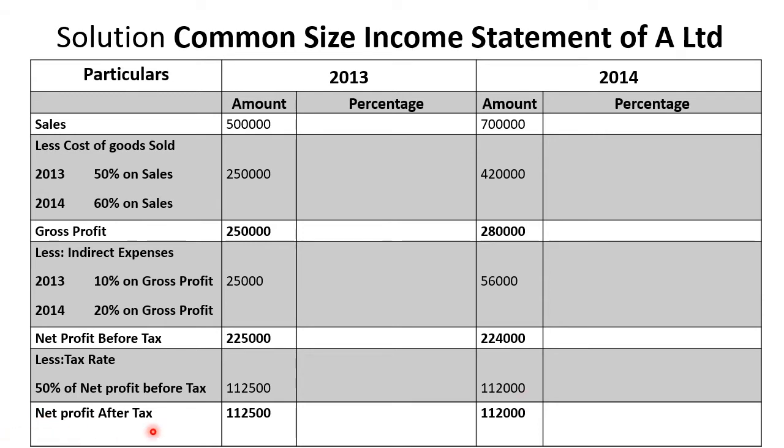Next, you will get net profit after tax, that is, you will be deducting tax from net profit before tax. Your net profit after tax it will be 1,12,500 and 1,12,000 over here. This is the first basic calculation. This calculation is even applicable in your comparative income statement. The same calculation is applicable, but the only thing is the columns are a bit interchanged over here. So we'll proceed to the next step.